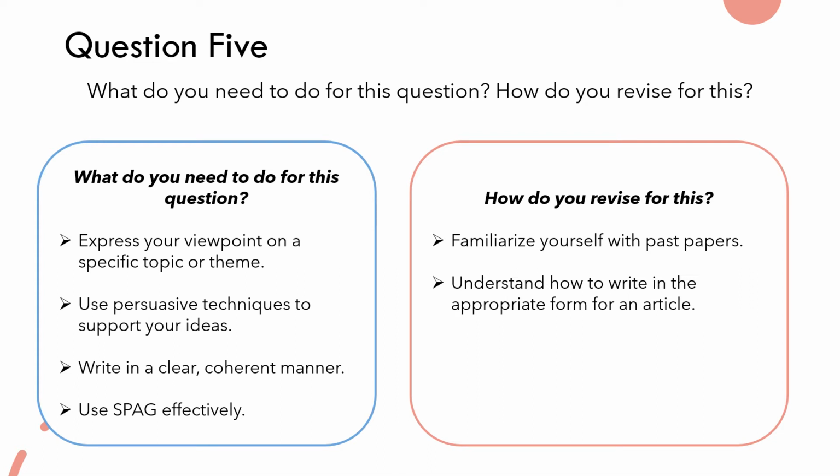Understand how to write in the appropriate form for an article. Whenever we're talking about the form of an article, it means how do you need to lay it out? What kind of organisational features do you need to use? And the main ones for this are using headlines and subheadings.